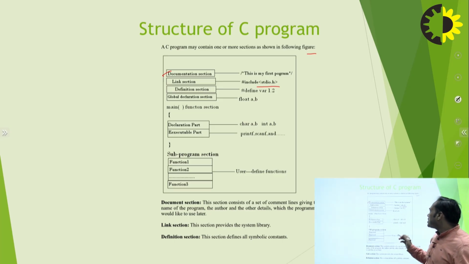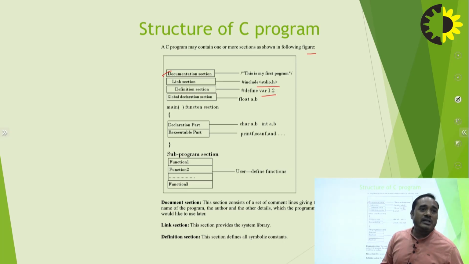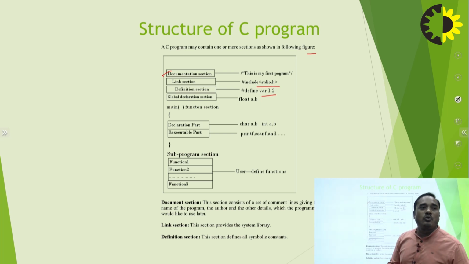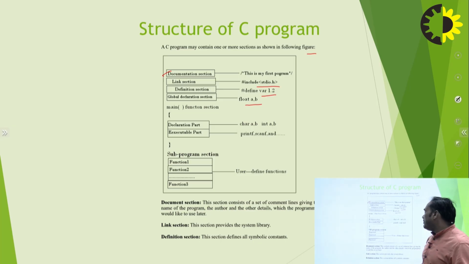Now the definition section means what type of variables you are using. You will define the types of variables, like a variable of character type, integer type, or float. Global declaration means we declare variables in a global way, so that the variable can be accessed anywhere in the whole program, like float AB. A variable like float AB can be used at any place.